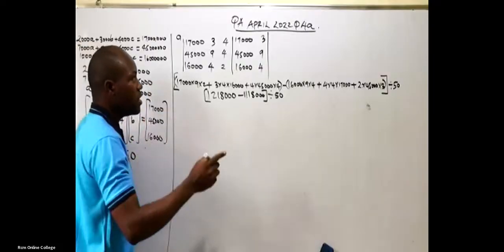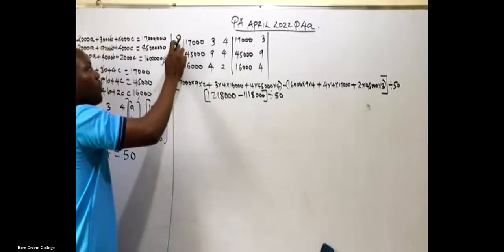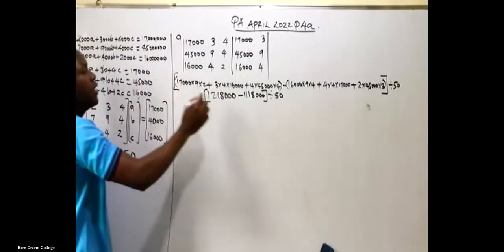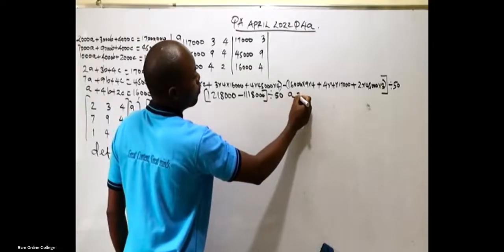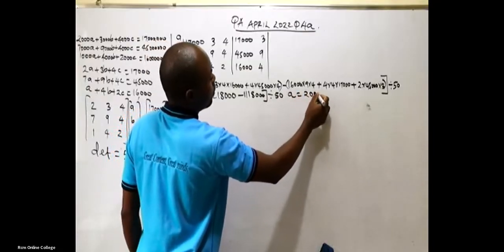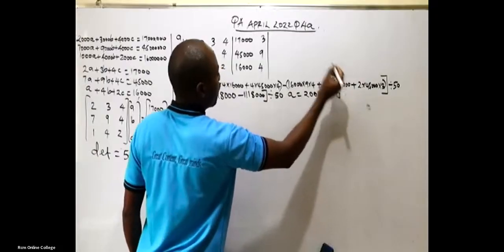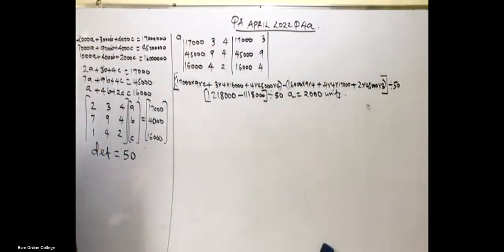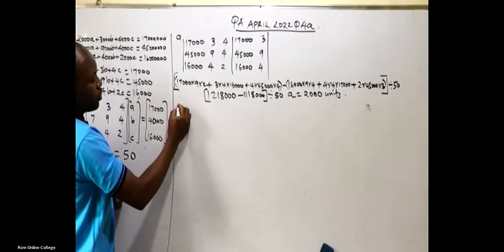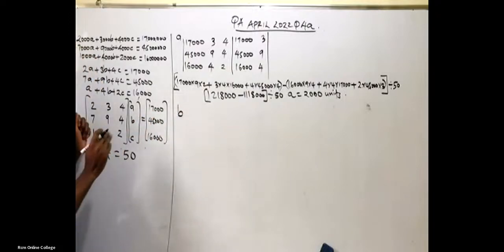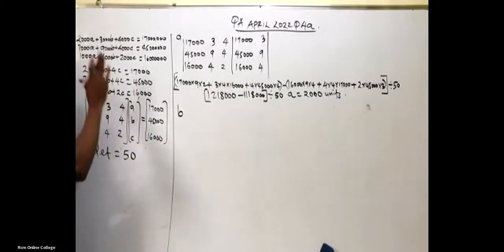2,000. So the value of A, which was the unknown figure, is equal to 2,000. And of course, we are looking for the units, 2,000 units of A. Just look at how simple this is, how interesting that concept is. Let us try B together. This is the original matrix.